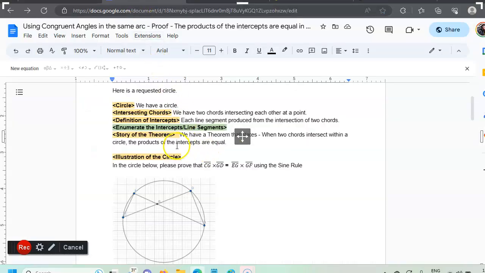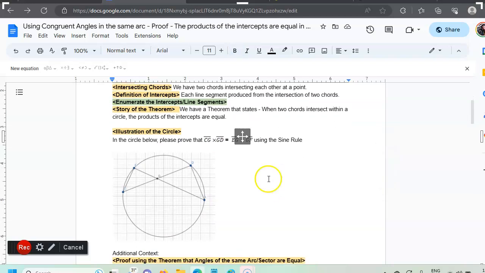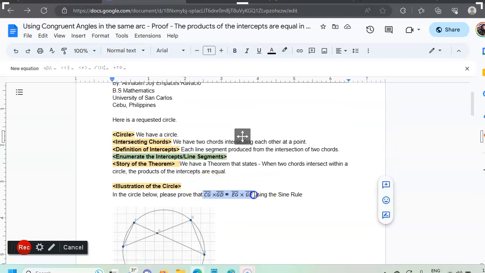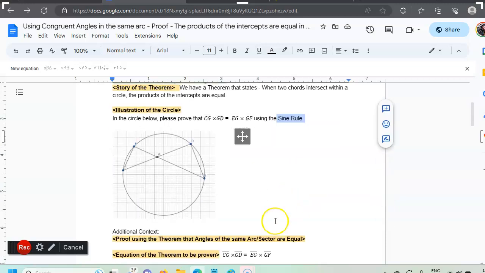What is the theorem that we need to prove? There's a theorem that states when two chords intersect within a circle, the product of the intercepts are equal. So this is the equation that we are going to prove: CG times GD is equal to EG times GF. And I need help in proving this equation using the sine rule.